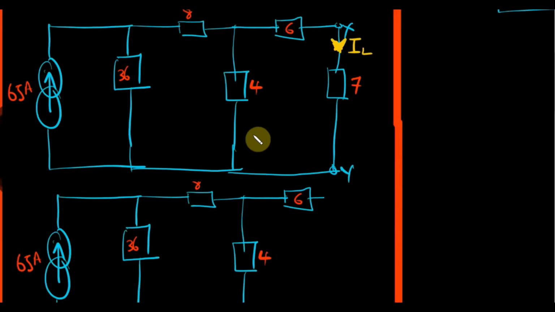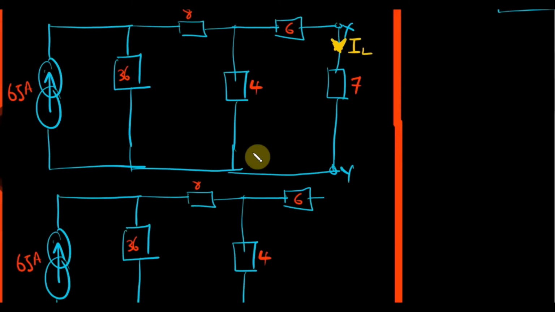So this is our last example. The question is given, and you are asked to find the load current across the 7 ohm resistor using Norton's theorem.